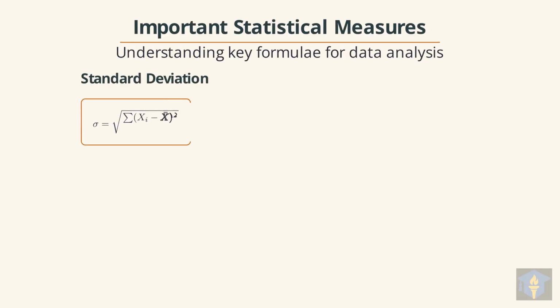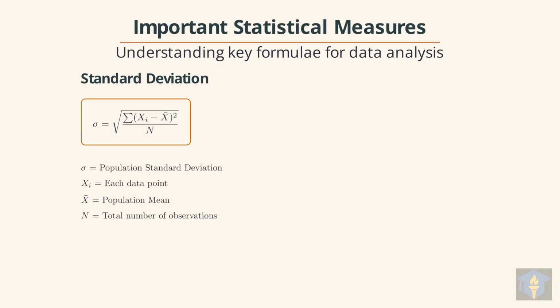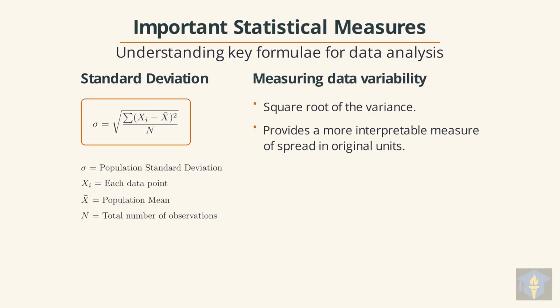Following variance, we have the standard deviation, a more intuitive measure of spread. Standard deviation, sigma, is simply the square root of the variance, giving us the spread in the original units. Here, sigma represents the population standard deviation, showing data spread. X sub I again refers to each individual data point in the population. X bar remains the population mean, the average of all population values, and n still signifies the total number of observations in the population. Standard deviation is essential for measuring the overall variability within your data.